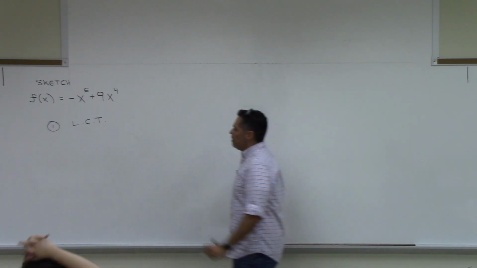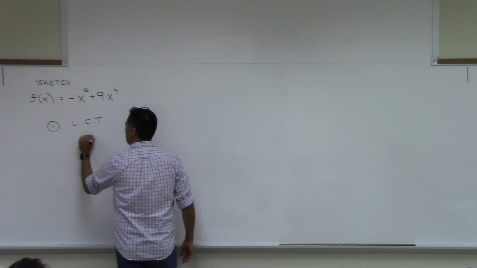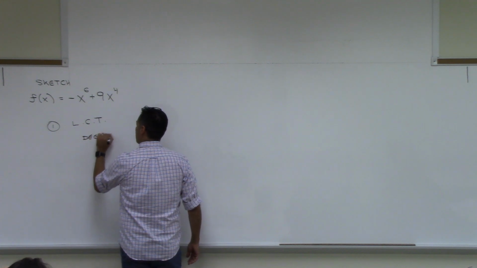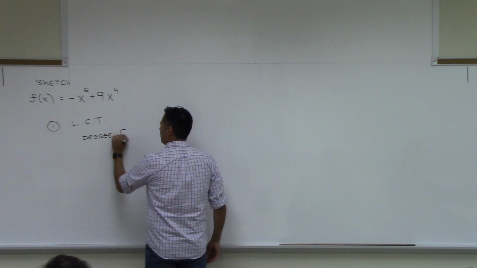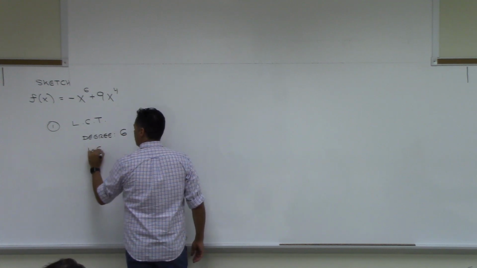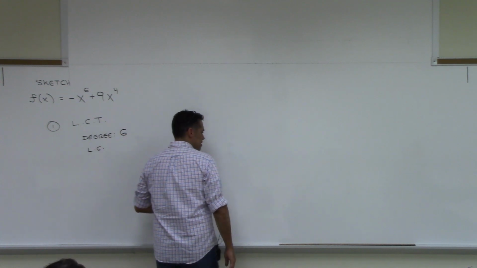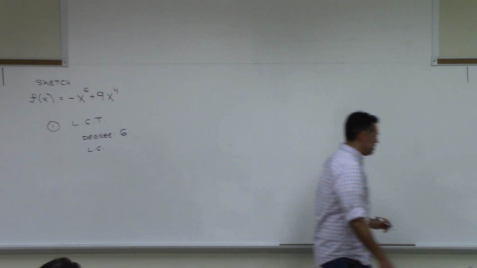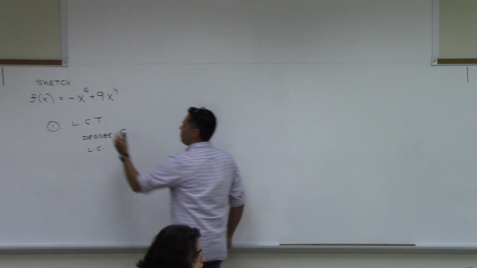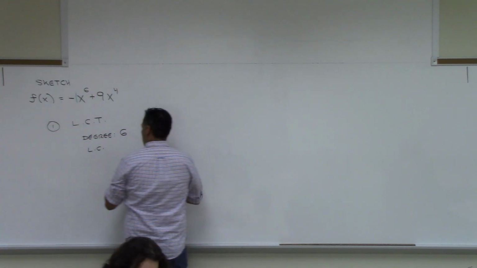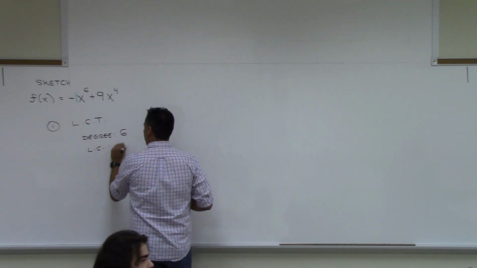So to do this, we look at the degree. What is the degree of this polynomial? 6, right? It's the highest power of x that we see, 6. And the leading coefficient is the number in front of that 6. What's the number in front of that 6? -1, right? So our leading coefficient is -1.